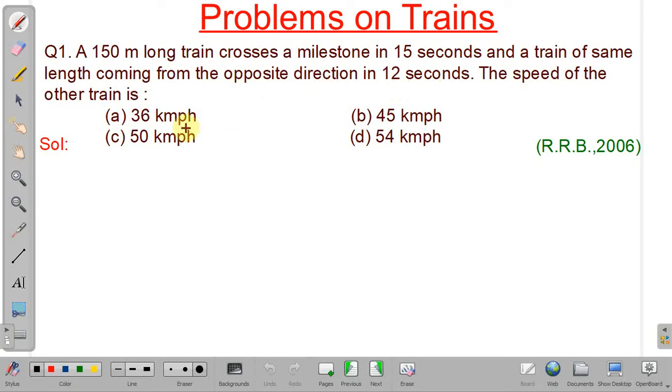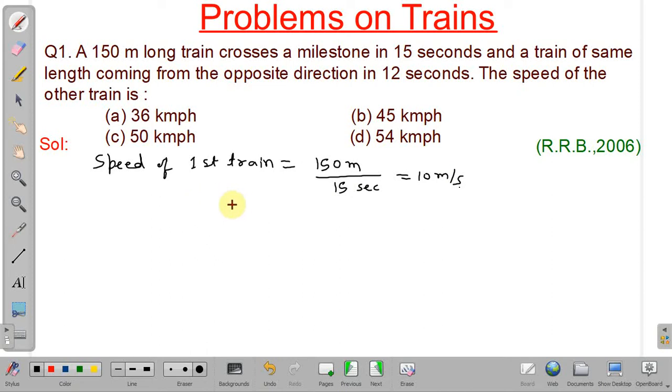So first we can calculate the speed of the first train because it is crossing a milestone in 15 seconds, and the length of the train is given as 150 meter. So speed of the first train will be equal to distance traveled, which is equal to the length of the train. So 150 meter divided by time taken, that is 15 seconds. So it is 10 meter per second.